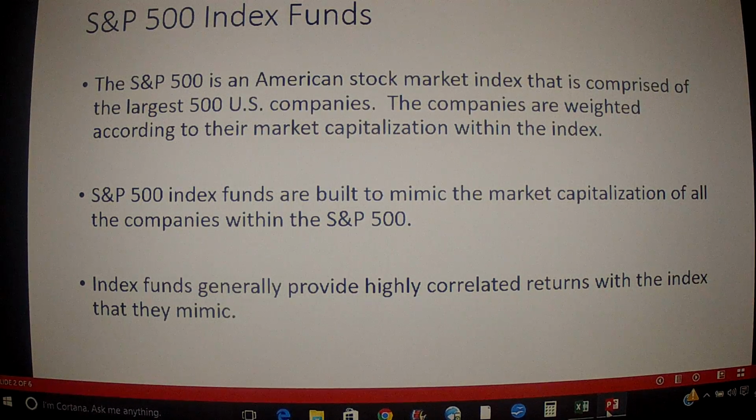To give a little background and the reasoning behind why I chose those types of funds, the S&P 500 index is an American stock market index that is comprised of the largest 500 U.S. companies. The companies are weighted according to their market capitalization within the index. The S&P 500 index funds are built to mimic the market capitalization of all companies within the S&P 500, and index funds generally provide highly correlated returns with the index they mimic.